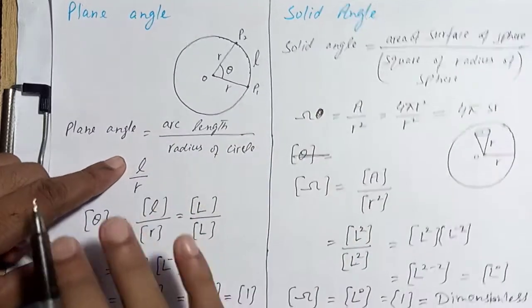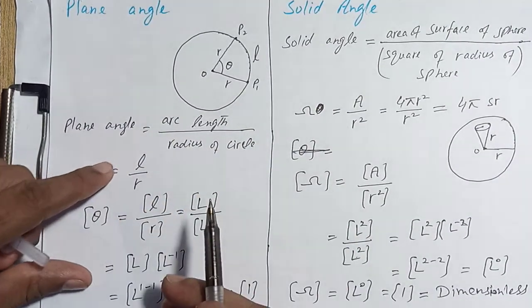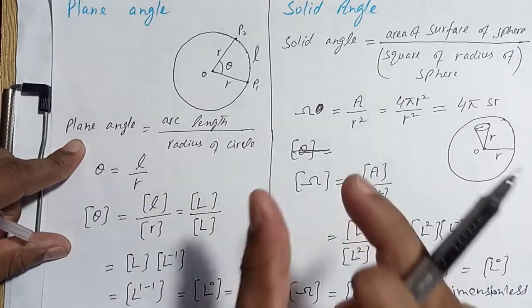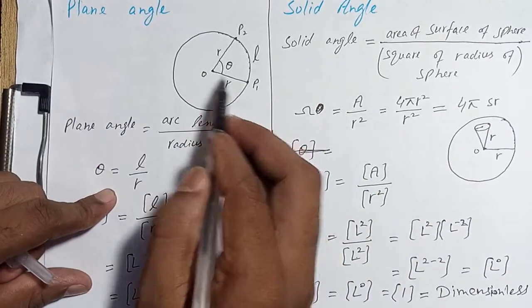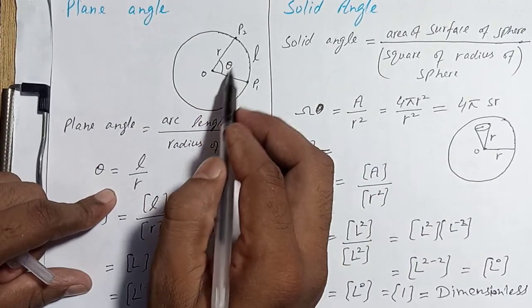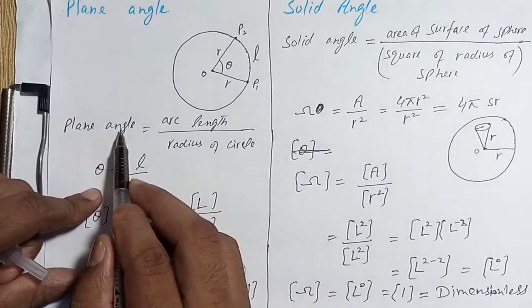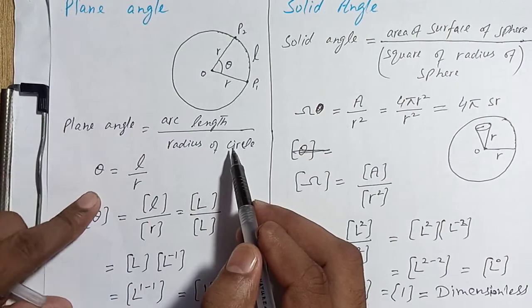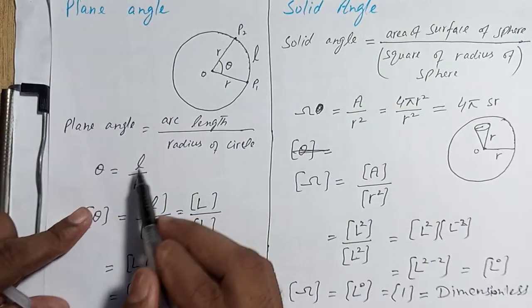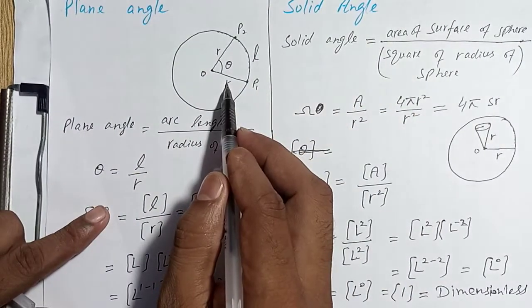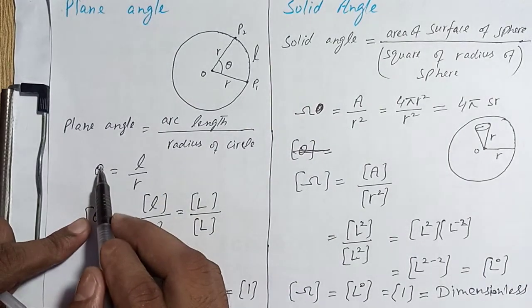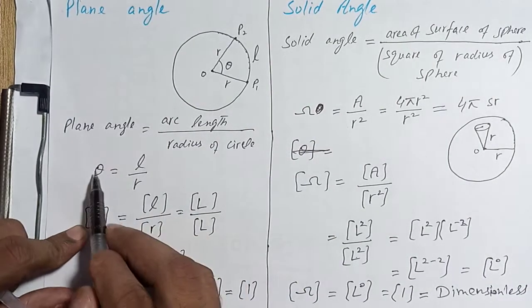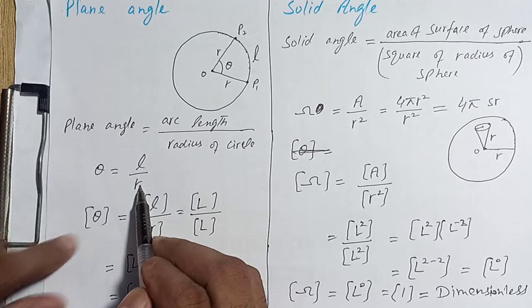Okay, I reread it as: plane angle is the angle between two radii of a circle, as shown here, angle theta, and we define it as arc length divided by radius of the circle. Here arc length is denoted by L and radius is denoted by R. Angle is written as theta. So theta is defined as L over R.